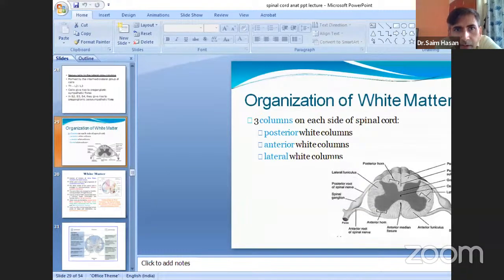Likewise, we have substantia gelatinosa. It is associated with the modalities of pain, touch, and temperature, and they are distributed throughout the length of the spinal cord. And the nucleus proprius, which is anterior to the substantia gelatinosa, extends throughout the length of the spinal cord, and it is concerned with the proprioception.